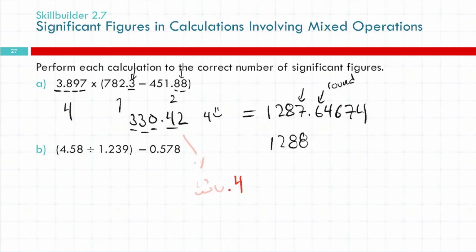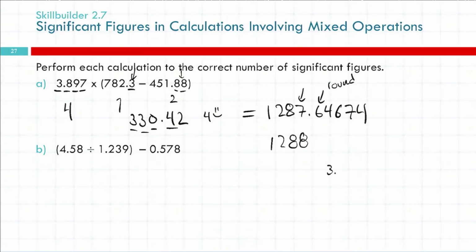Let's see. Okay, so this next one then. Actually, here, let's do this. Let's say that we didn't have those parentheses. I'm just going to do it over here, but I'm going to zoom in. Right, so it was 3.897 times 782.